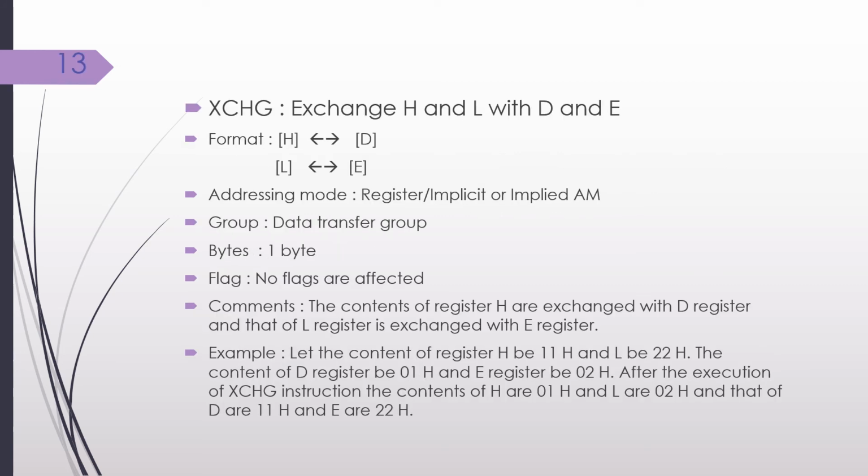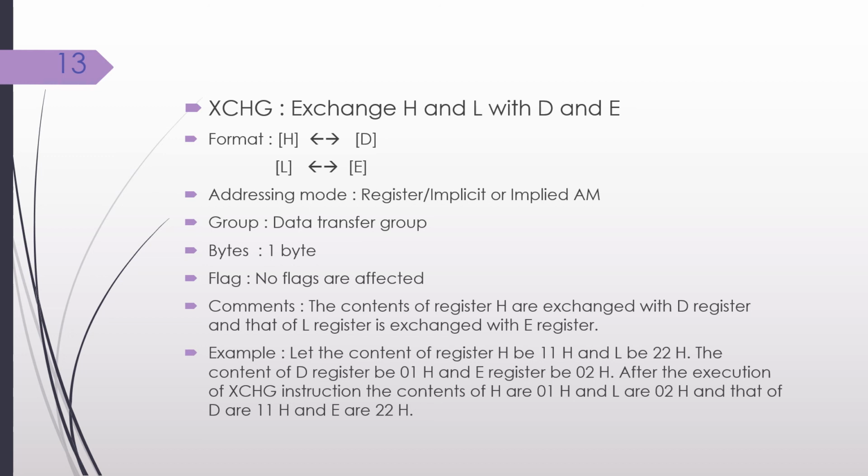And the next instruction of the data transfer group, and the last instruction under data transfer, is the exchange instruction. In this exchange instruction, the exchange is between a fixed pair of registers, that is HL are exchanged with DE. H contents will go to D and D content will go to H. Similarly, L will be exchanged with E. That's why exchange H and L with D and E, and the instruction is only XCHG. As we are not mentioning any operand here, the addressing mode is implicit or implied. But as you see, the operation is between the registers, so sometimes the addressing mode also comes under register addressing mode.